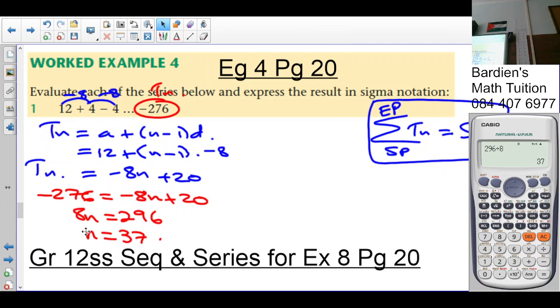Right. So we got the general term, we know how many terms there are in the sequence. So now I must just work out Sn. So the sum of terms, okay, do I have the last term?